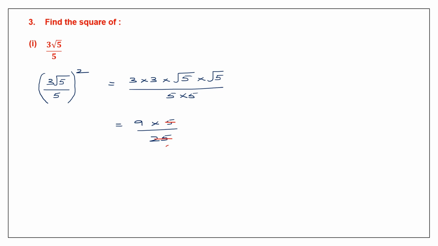5 5s are 25. So what we have left is now 9 over 5. 9 by 5 is an improper fraction. We need to convert it to a mixed number. 5 ones are 5, 6, 7, 8, 9. That's 4 by 5. So 4 by 5 is the square root of the given question.